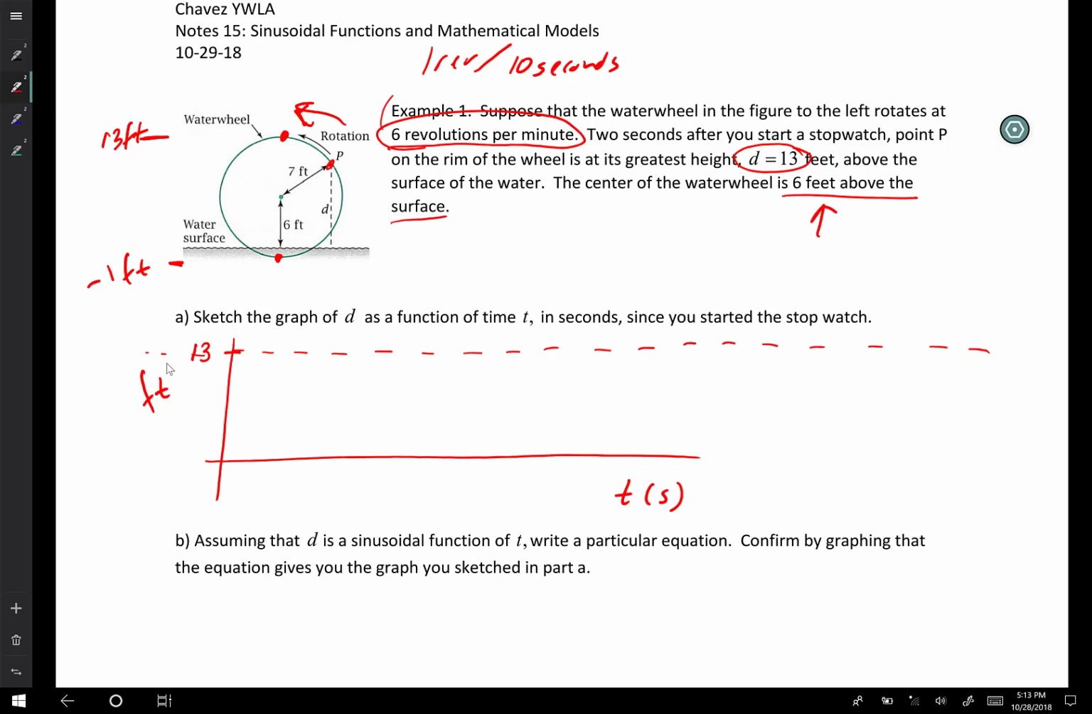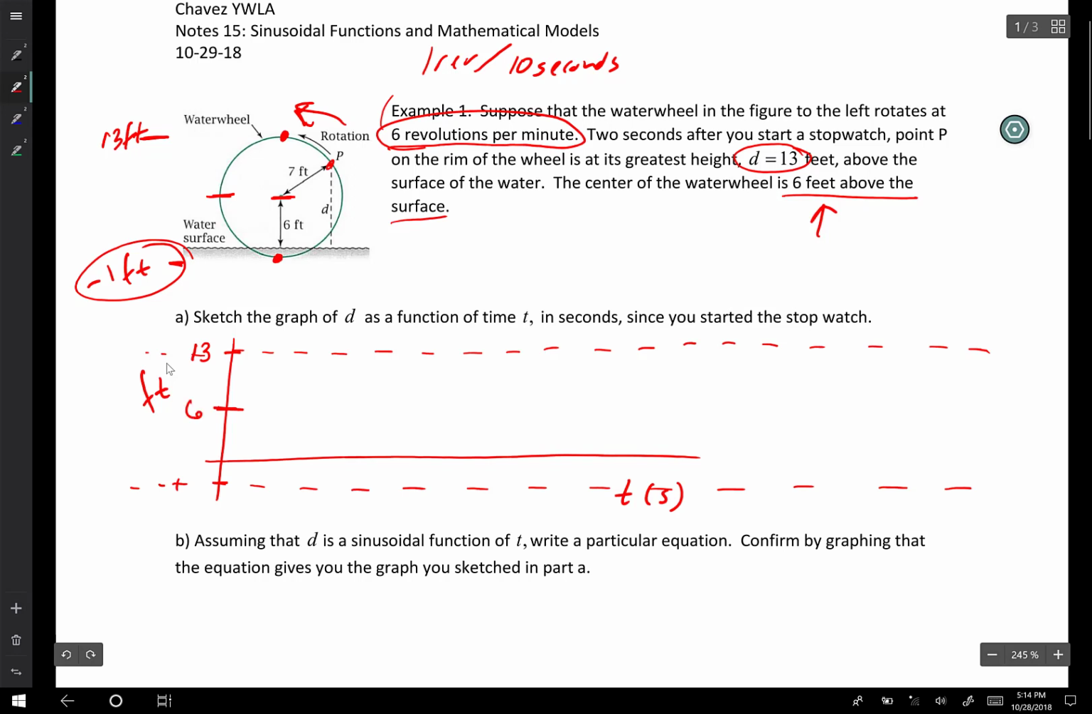All right. And the minimum, they go -1 feet down, guys. That's the lowest point. So I'm going to say this is -1 right here. And then the sinusoidal axis, the center is going to be 6 feet above the surface of the water. So I'm going to say this is 6 right there.